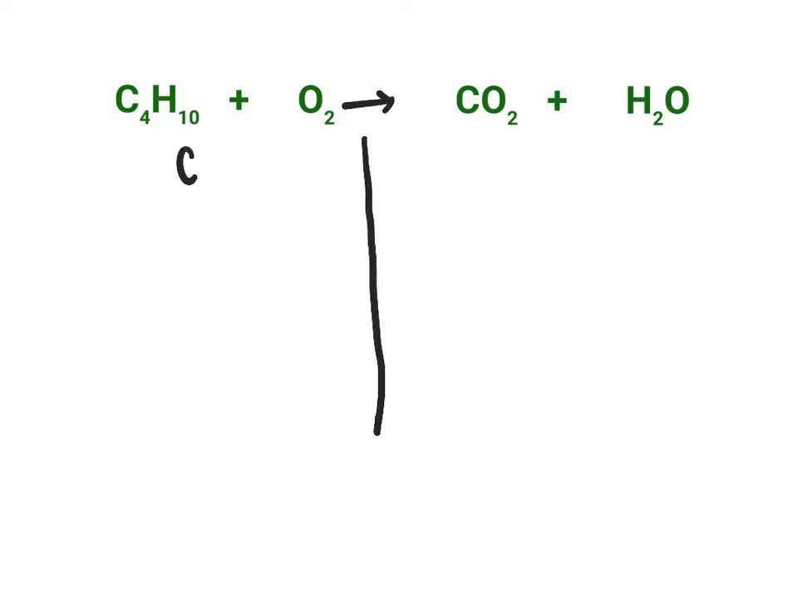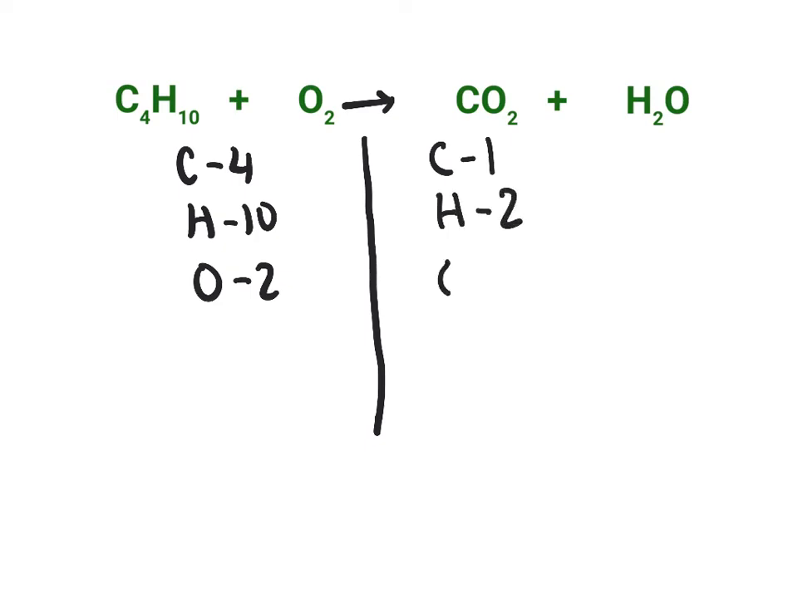We've got C on the left, which is 4, H, which is 10, O, which is 2. On the right, we've got to be a little more careful. We have C, that's 1. Then we have H, remember we go in the same order on both sides. This time H is 2. And then we have O. And we have 2 O's here and 1 O here, so we add them together to get to 3.